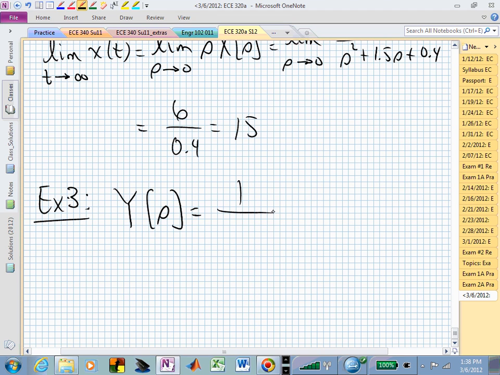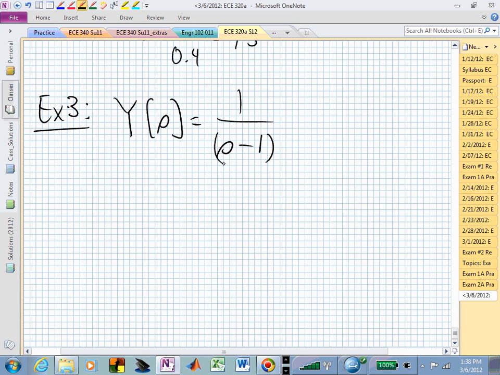Suppose Y of s is 1 over s minus 1. Do you now start to see where these poles are located when you just look at the factored form of the transform? Where is this pole? It's in the right half plane. So if you inverse Laplace transformed this, what would little y of t look like? You just told me this looks like a pole in the right half plane, which should be starting to put alarm bells into action.